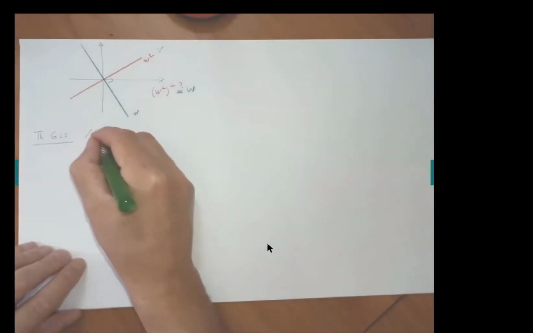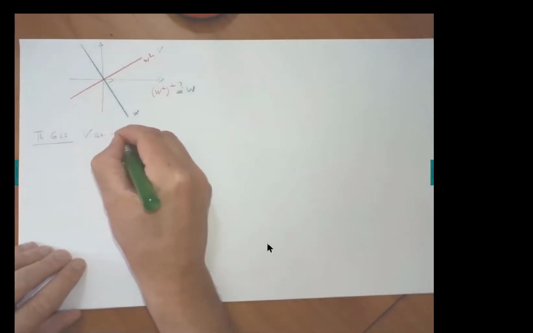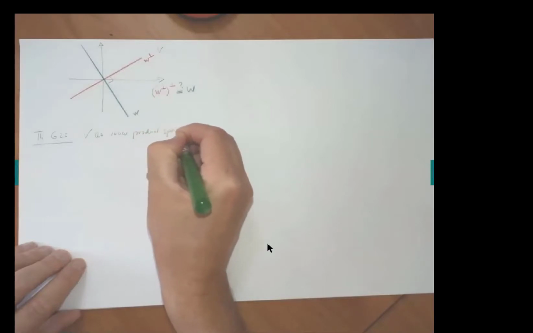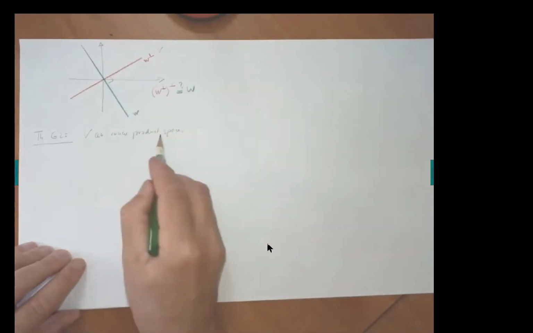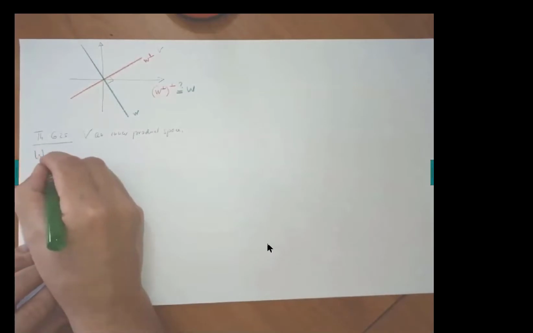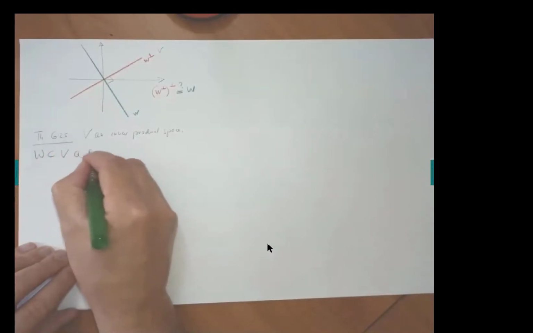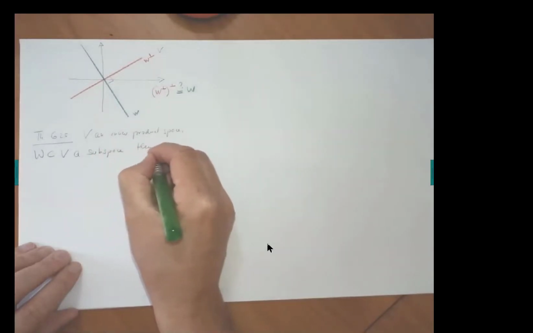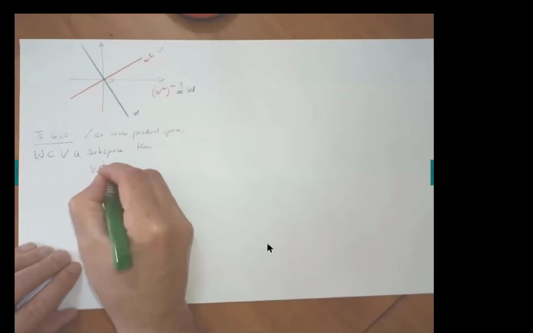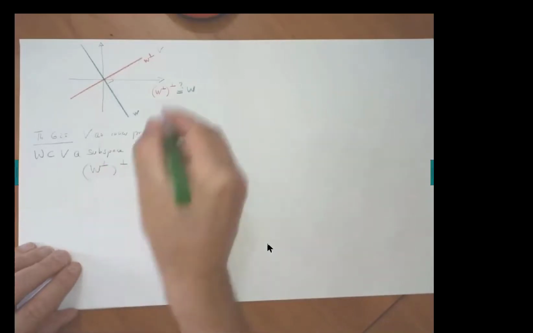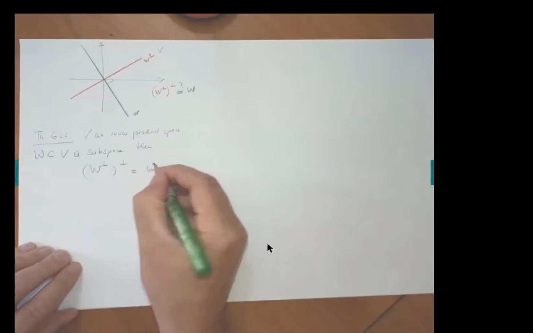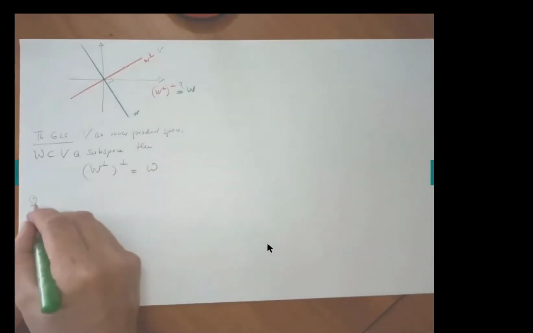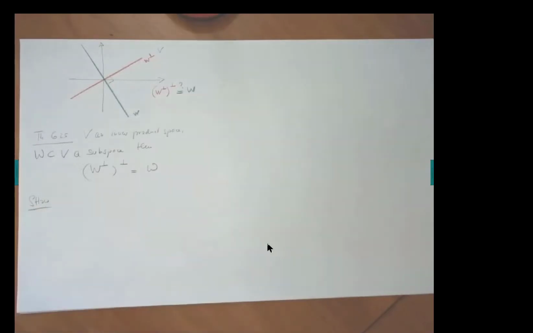If you have V, an inner product space, again, that means it's a vector space with an inner product, and W in V, a subspace, then nicely, the complement of the complement of W is back to W. So this is what is always true. So let's try to show this.